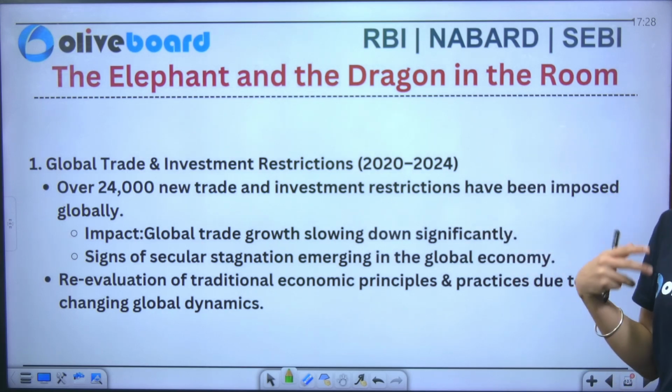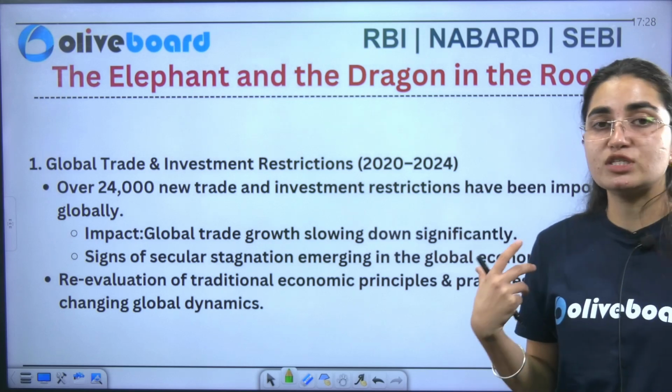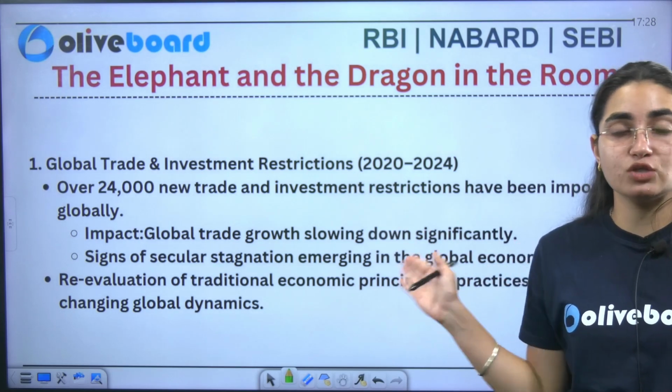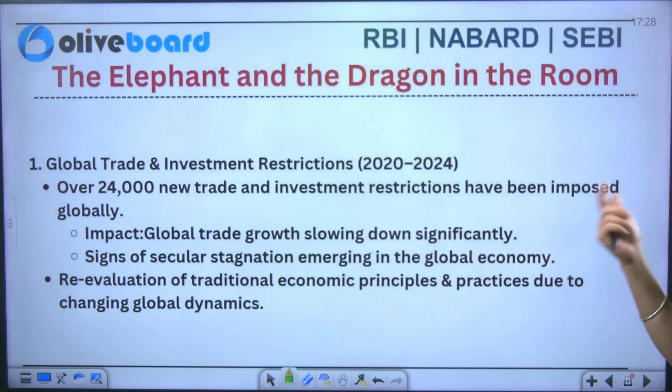So you can see overall 24,000 new trade and investment restrictions, and we see them in this period. Now, what will be the impact of this? There will be an impact on global trade growth, okay? It can slow down.